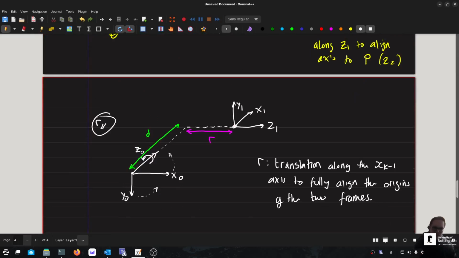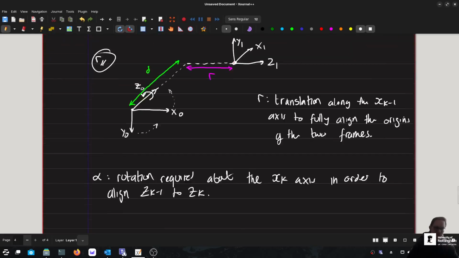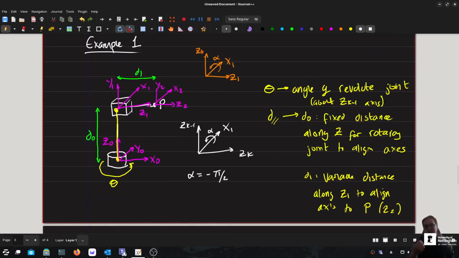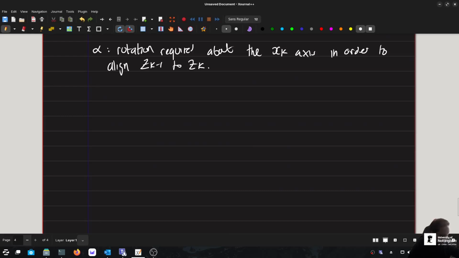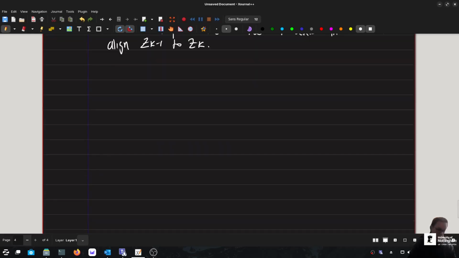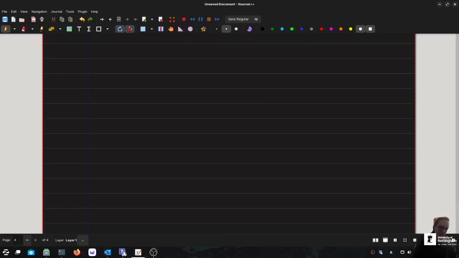Hopefully you can understand where this R comes from. It's the distance along the previous x-axis in order to align the two frame axes, and alpha is the required turn on the current x-axis to align the z's. It's fairly straightforward. So let's try and actually fully apply this to another robot. I'm going to do example 2, and this example has all the terms more properly observed.